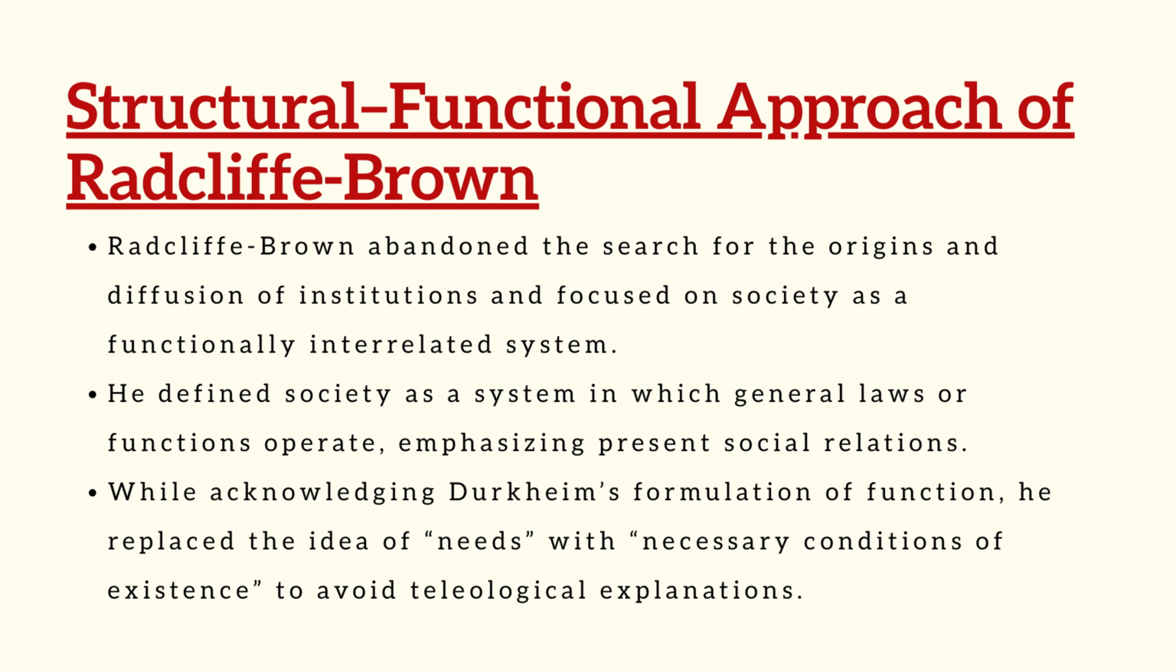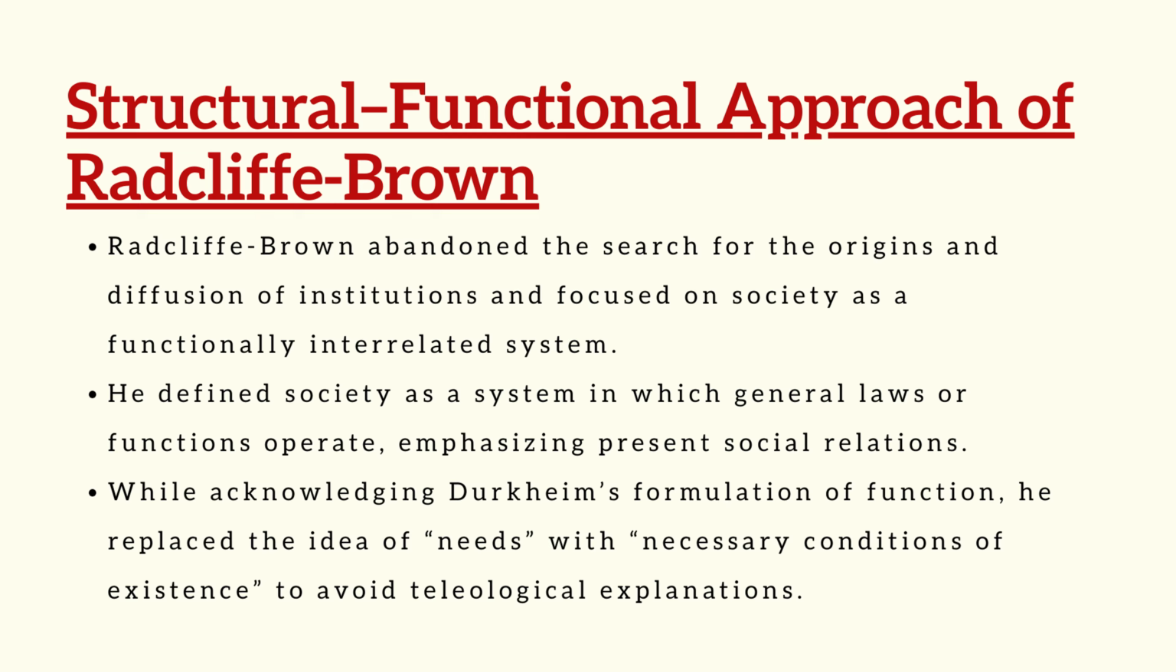Radcliffe Brown deliberately abandoned the earlier anthropological obsession with the origins of social institutions and the diffusion of customs from one society to another. He believed that such questions often led to speculation and could not be verified scientifically. Instead, he focused on society as it exists in the present, treating it as a functionally interrelated system. In other words, Radcliffe Brown was not interested in where institutions came from, but in how they work together now.